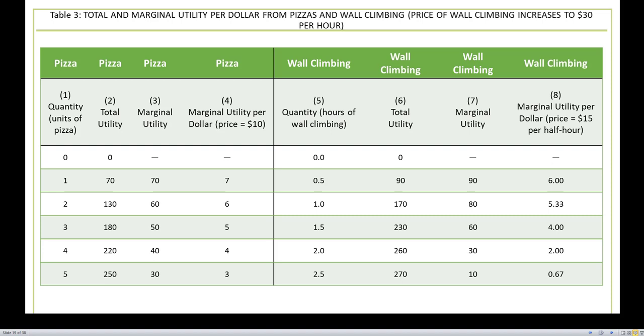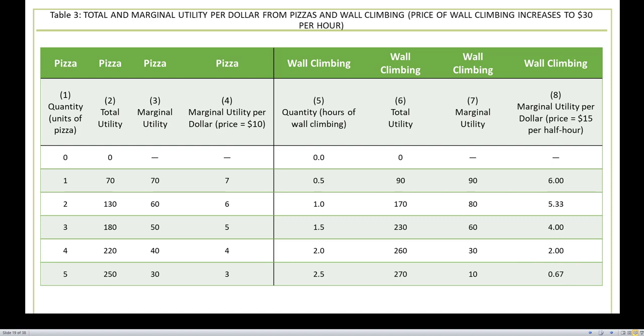If you remember, our original optimum consumption bundle was 2 pizzas and 1.5 hours of wall climbing. However, when we increase the price of wall climbing, you notice that the marginal utility per dollar, your bang for your buck, is also going to change for wall climbing. So here, when we take this 90 for marginal utility divided by 15, we get 6, we get 5.33 when we divide it through by 80, and so on down the line. So the only numbers that are changing are in column number 8 because we've changed the price of wall climbing. We've increased it, so all these numbers right here have gone down from what we previously saw.